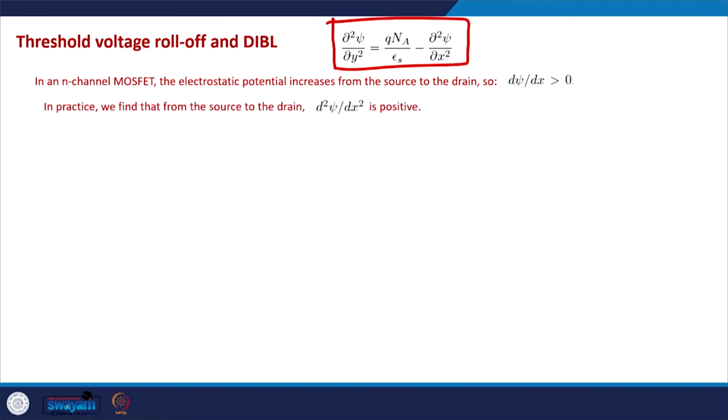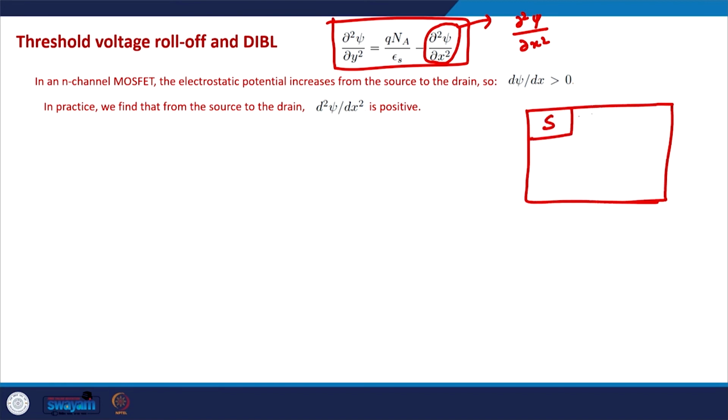And so, now what is this term? Let us try to make sense of this term, del 2 psi by del x square. Let us draw a picture of the MOSFET. This is how the MOSFET looks like, and since we are considering the 2D electrostatics, we are assuming that we have applied a voltage on the drain terminal in addition to a voltage on the gate terminal. The source is assumed to be grounded, the body is also assumed to be grounded.